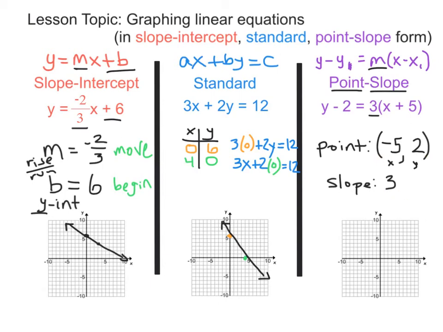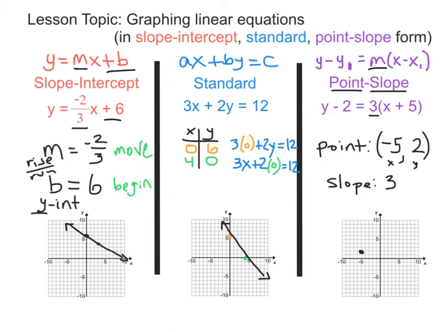So let's plot our point, negative 5, 2. So the x value is negative 5, that's over here, this direction, then positive 2. Our point is right here. Plotting points is super important, so remember how to do it. Let me know in class if you have forgotten your plotting points. So there's negative 5, 2, and we're going to use our slope of 3.